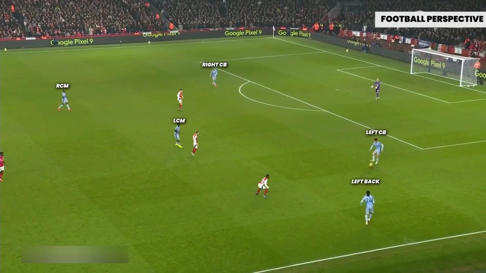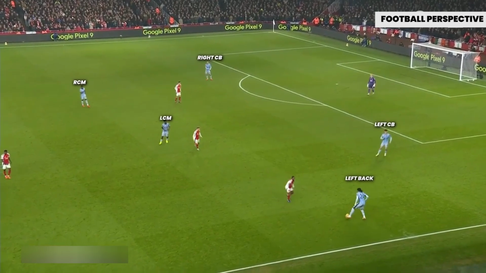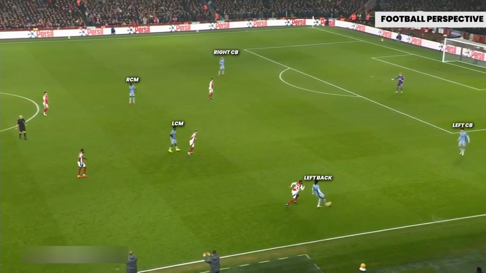The sequence begins with Tottenham having the ball in their own half. At the moment, the left centre back decides to play to his left back, who is free on the touchline. As he got the ball, he was obviously pressured by Arsenal's right winger and thus had to play it back.